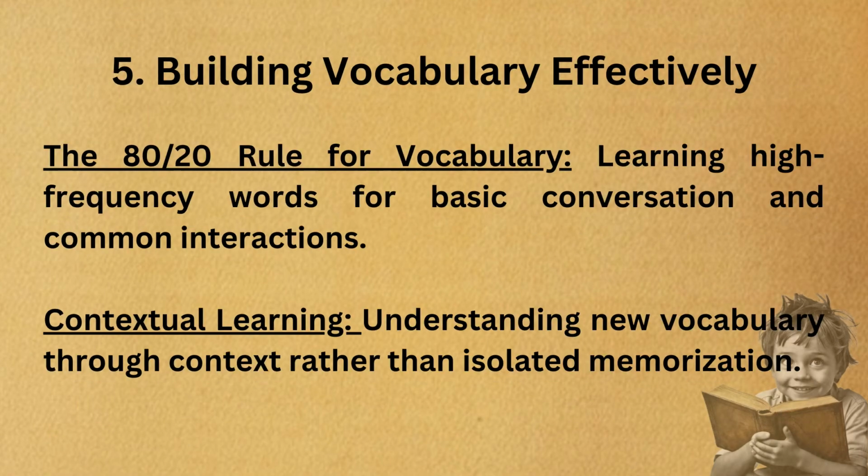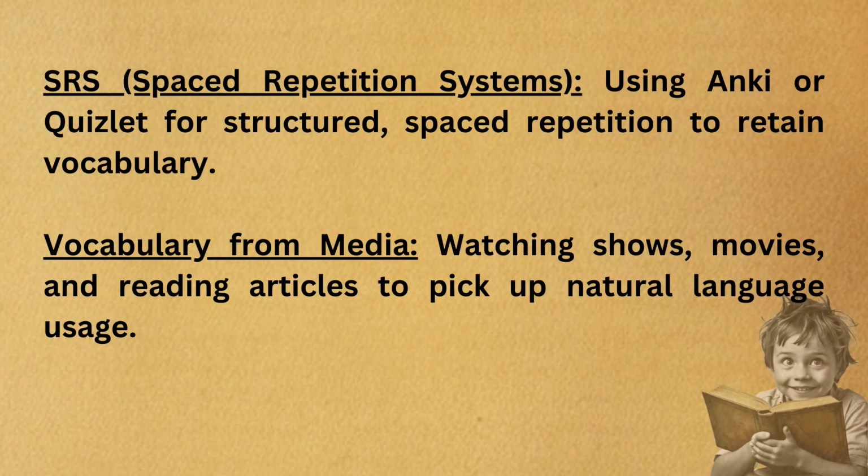5. Building vocabulary effectively. The 80-20 rule for vocabulary, learning high-frequency words for basic conversation and common interactions. Contextual learning, understanding new vocabulary through context rather than isolated memorization. Spaced repetition systems, using Anki or Quizlet for structured, spaced repetition to retain vocabulary. Vocabulary from media, watching shows, movies, and reading articles to pick up natural language usage.